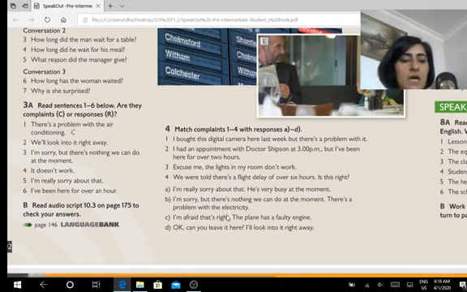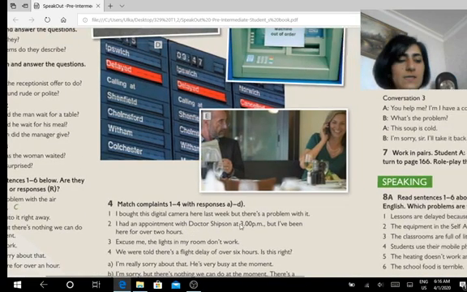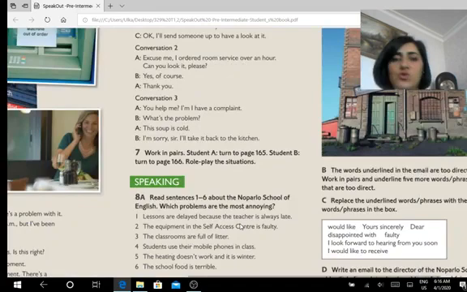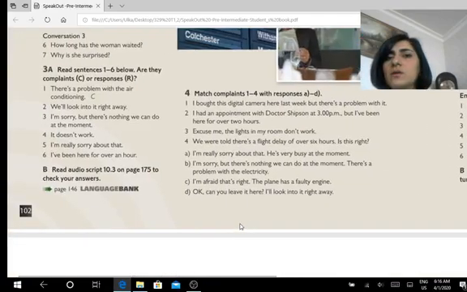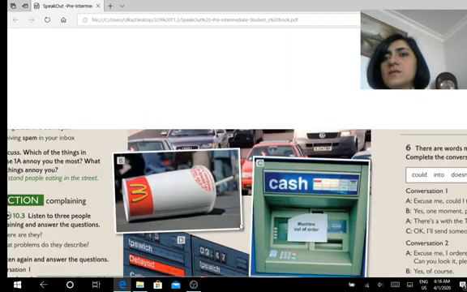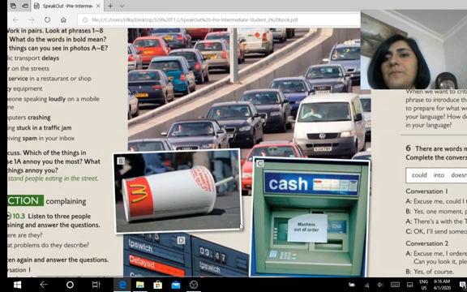Next, our exercise is on page 102. 1A. Sorry. We talked about this. Just a second.